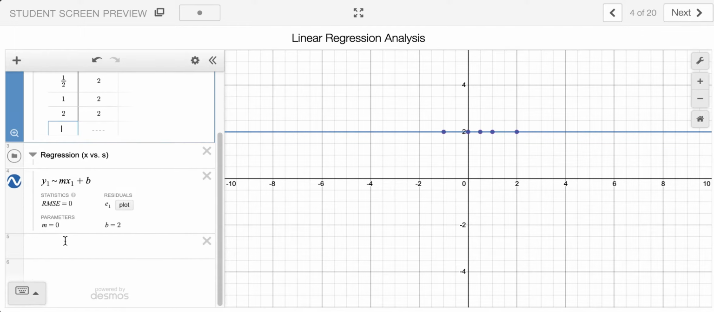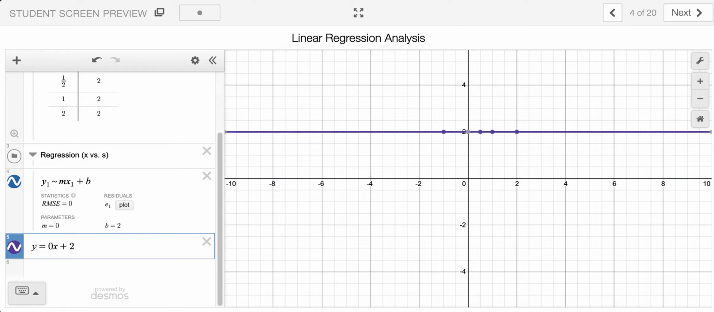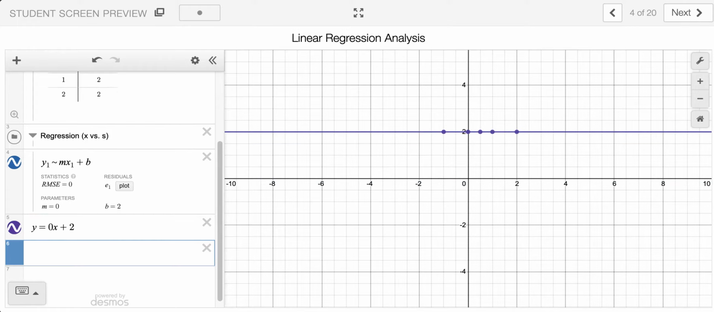All right. So if you use the actual model for a linear equation, which is y equals mx plus b, this is telling us that y equals 0x, you could type the 0x, that's fine, plus b, which would be 2. But really, we know that that's the same as saying y equals 2.